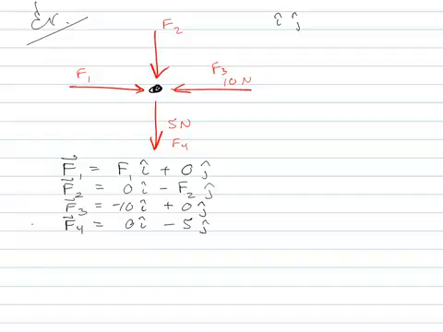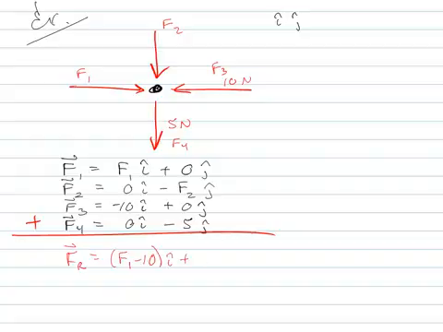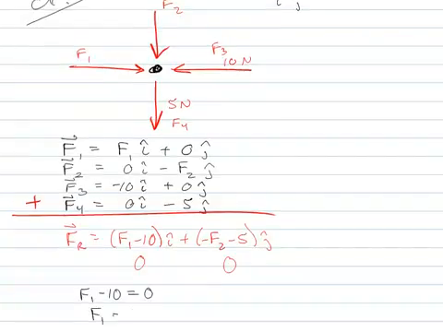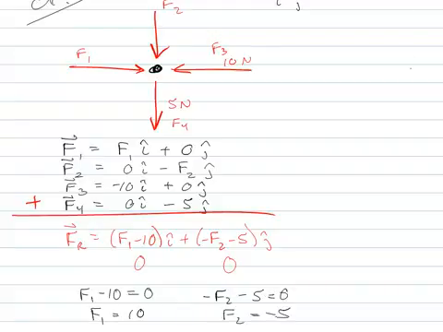Okay. Now, if I add these together, I'm going to get a resultant force of, let's see, F1 minus 10 and minus F2 minus 5. Now I know that I want each of these to be 0, so that means F1 minus 10 is 0, or F1 equals 10, and then minus F2 minus 5 is 0, so F2 equals minus 5. Okay, here's what's important to notice.